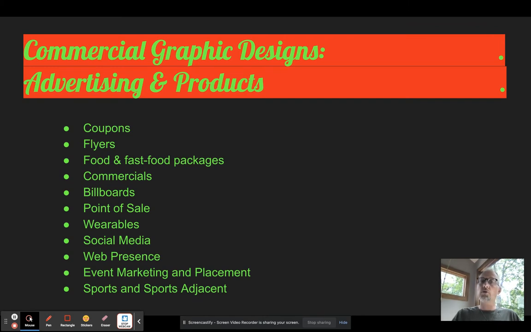So, if we're talking about commercial graphic design and advertising of products, there's all kinds of different forms that can take. So, we can talk about coupons, flyers, fast food and food packaging, commercials, billboards, point of sale. Point of sale would be like those stand up advertisements that you see, like in the grocery store, for instance. Or when you go to the gas station and you fuel up your car and you see a little tabletop display displaying maybe a candy bar or some kind of product.